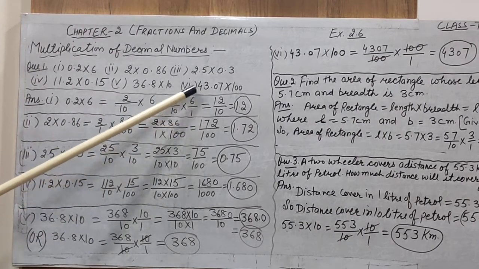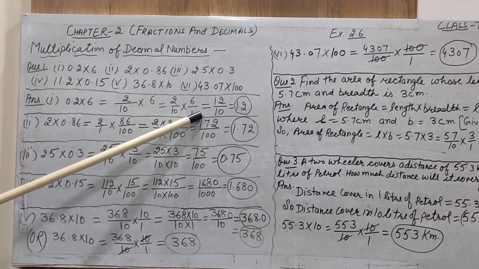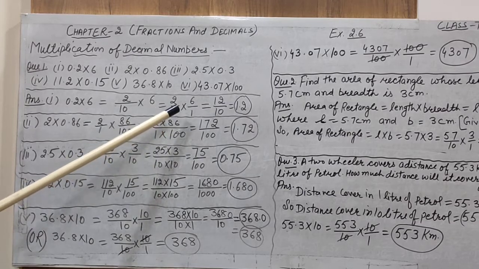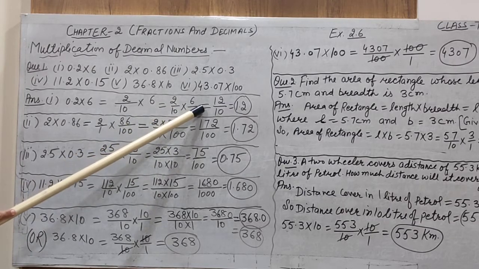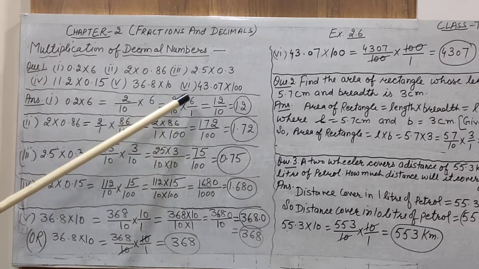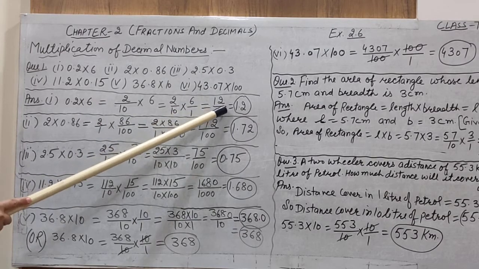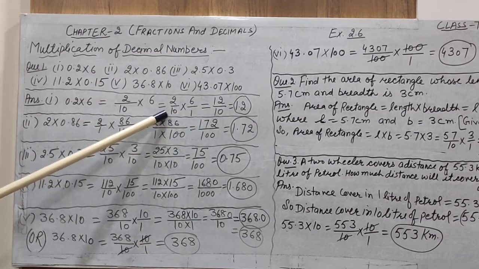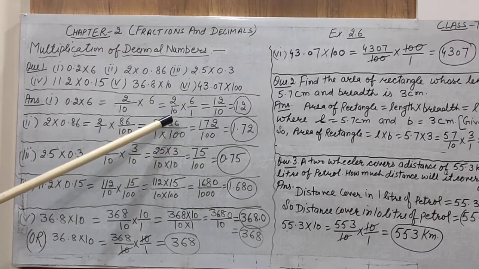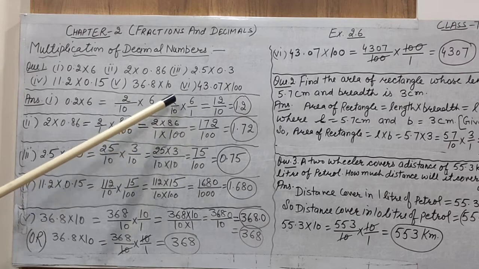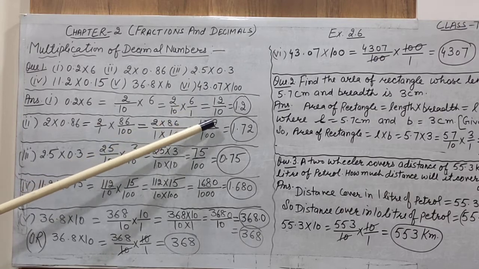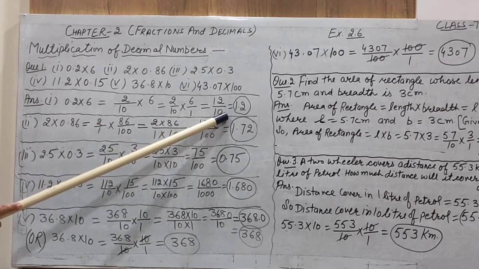Now you know very well about fractional numbers, how the fractional numbers are multiplied. When we want to multiply two fractional numbers, we have to multiply both the numerators and both the denominators with each other. That is, 2 is multiplied with 6 and the result is 12. Next, 10 is multiplied with 1 and the result is 10. So when we multiply two fractional numbers, the numerators are multiplied and the denominators are multiplied. We get a new fractional number, that is 12 divided by 10.